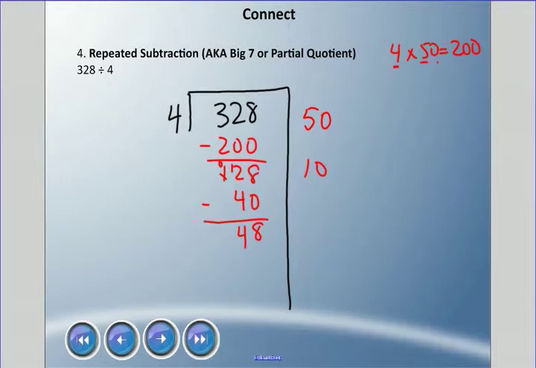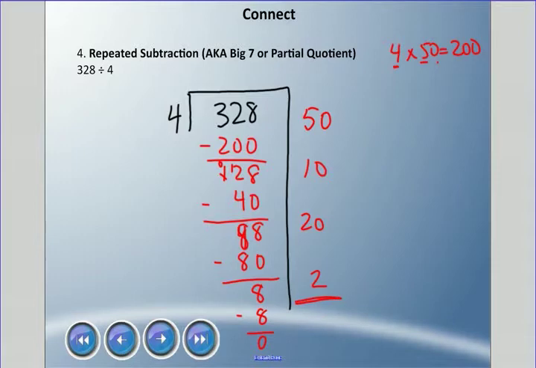And I get 48. Well, can I do 88? Can I do that again? I could, but maybe I should do 4 times 20. 4 times 20 is 80, so I can subtract 80, and I get an 8 there. Well, 4 can go into 8 how many times? 4 times 2 is 8, and I'm left with 0.